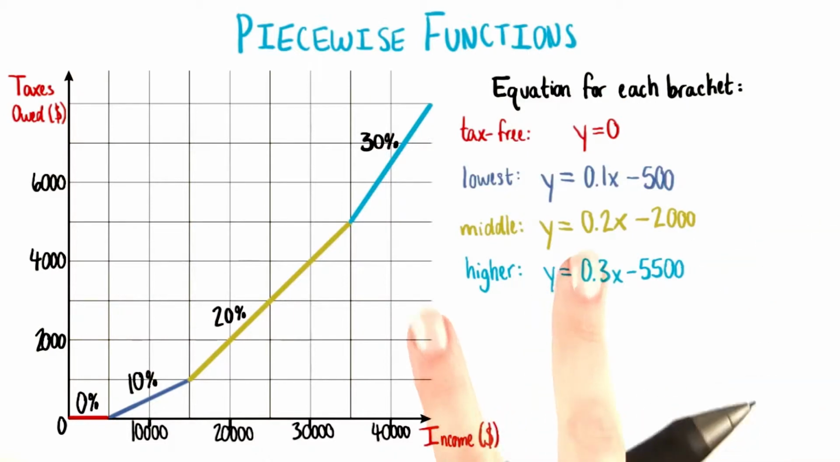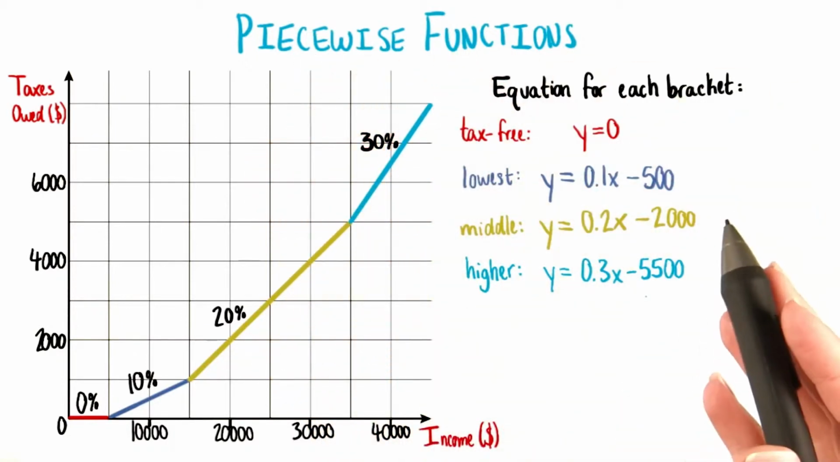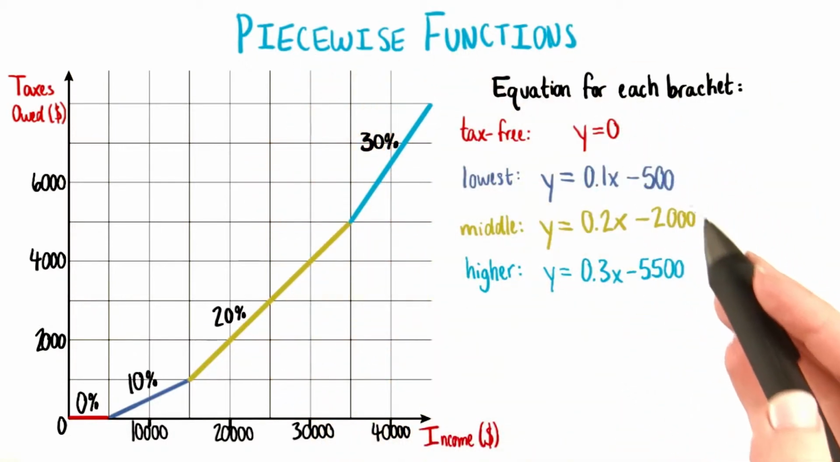There have to be at least two different equations defined in different parts of the domain for a function to be considered a piecewise function. What I'd like to know is what part of the domain each of these functions occupies.